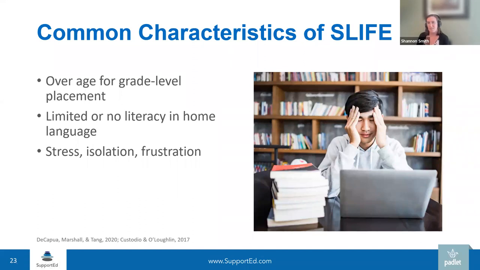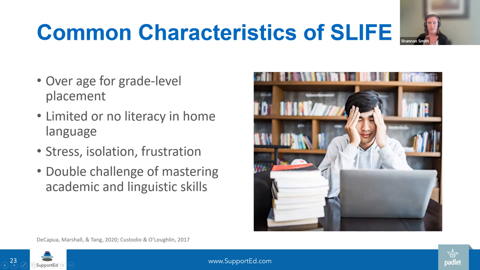Often, SLIFE have needs that are distinct from other multilingual learners who have not experienced a gap in their education. These can include social emotional needs, such as symptoms of stress, isolation, or just frustration in their new setting. And SLIFE face that potential double challenge of mastering academic skills while they're mastering linguistic skills. All of these challenges make our SLIFE a higher risk for dropping out of school.